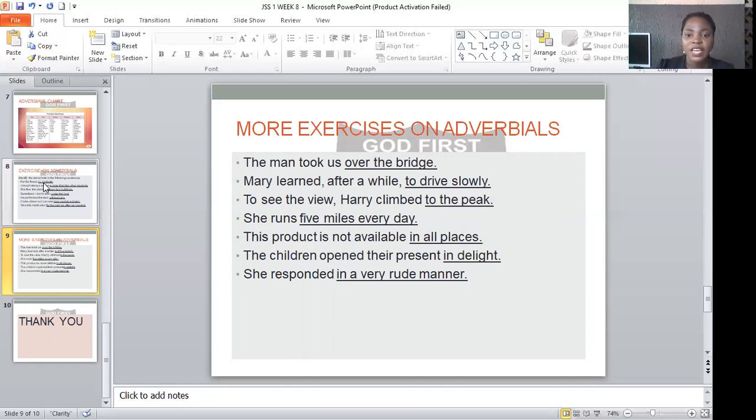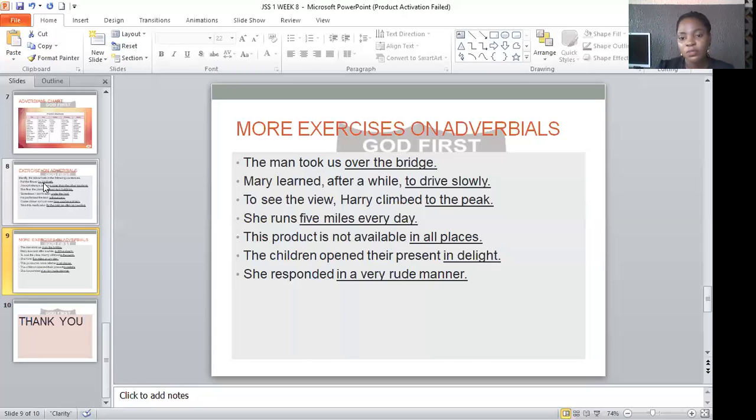Mary learned after a while to drive slowly. "To drive slowly" is the adverbial in the sentence. To see the view, Harry climbed to the peak. She runs 5 miles every day. So "5 miles every day" is the adverbial in the sentence. This product is not available in all places. So "in all places" is the adverbial in the sentence.